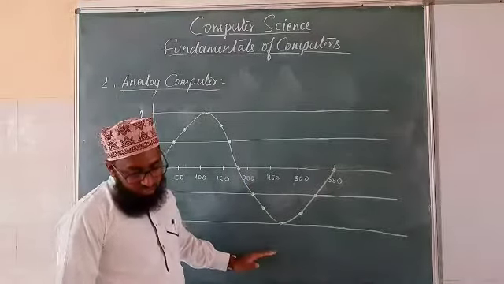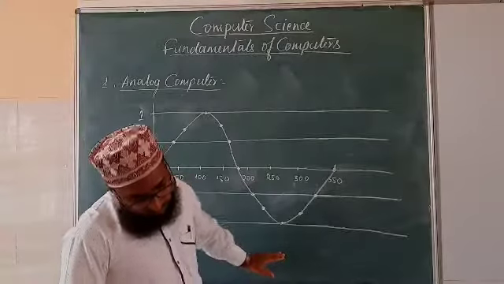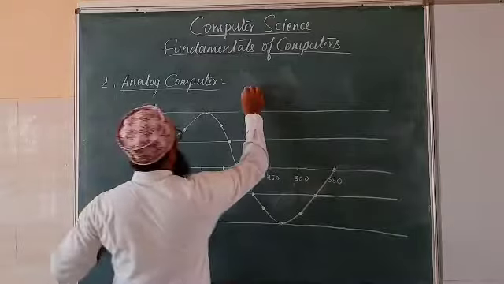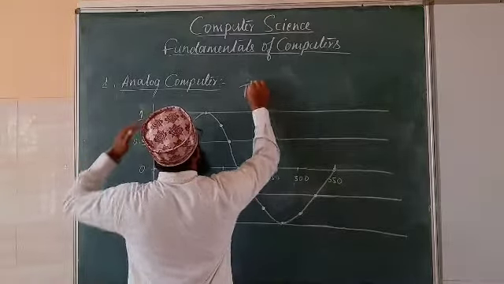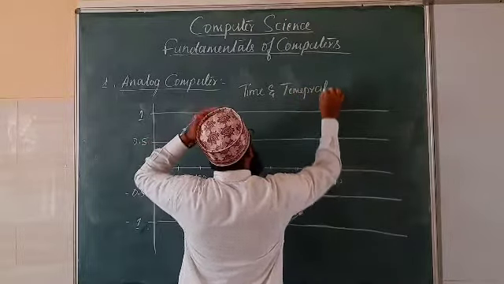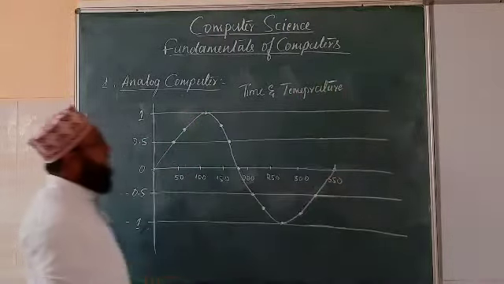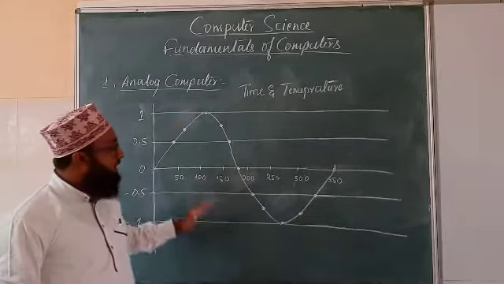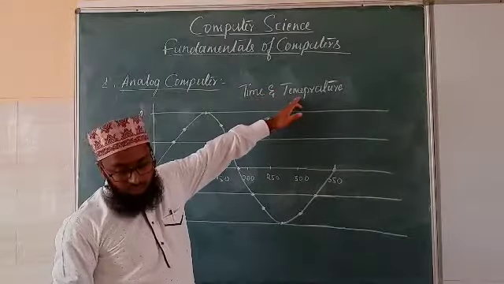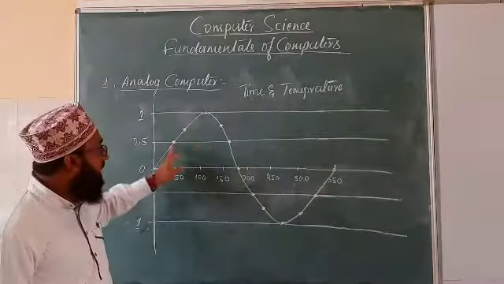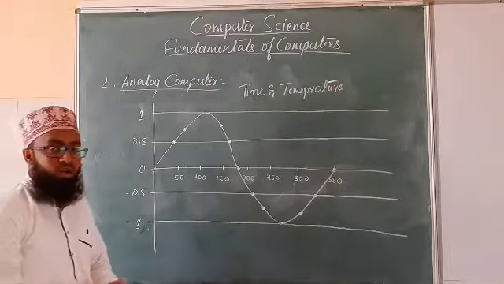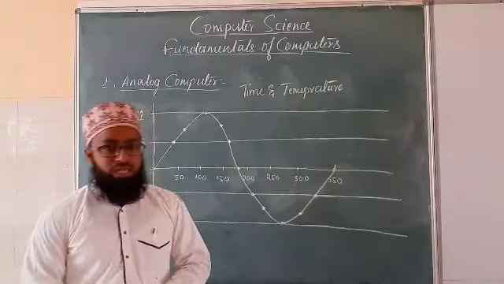This is the graph of two things, two parameters, that is time and temperature. Time and temperature. See, according to analog graph, there must be two quantities to give analog graph. Here, two quantities are there. One is time, another one is the temperature. Like this, analog graph can be given with the analog computer. This is regarding the analog computer.